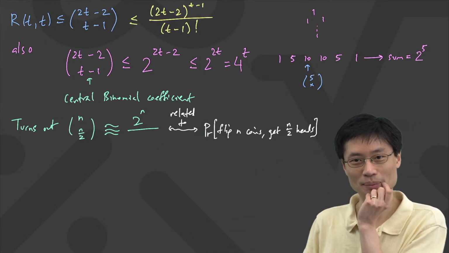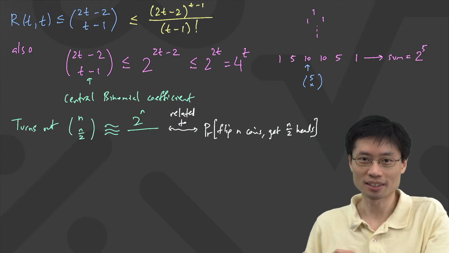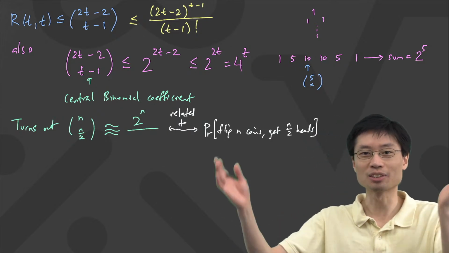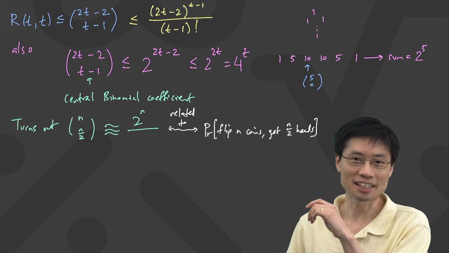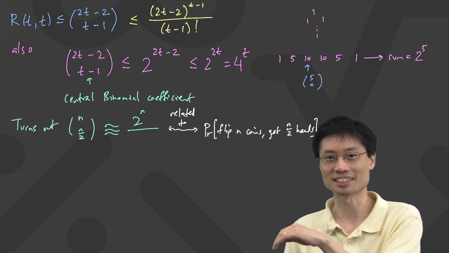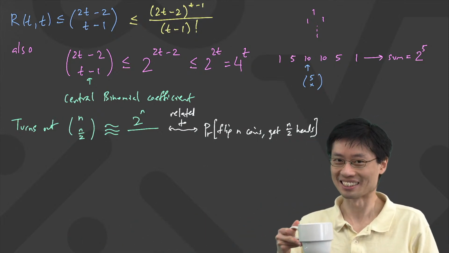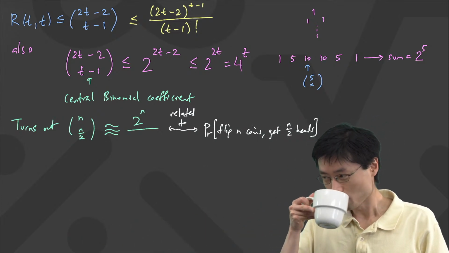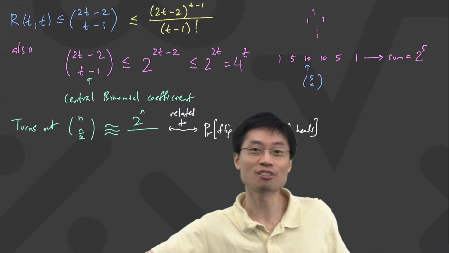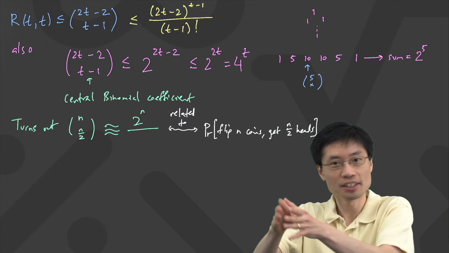Does anyone know what that might be? If you flip n coins, like 10,000 coins, what's the chance you get exactly 5,000 heads? Does anyone know the order of magnitude of this? This is related to statistics class. It has something to do with standard deviation. I'm curious, what's the order of magnitude? If I flip n coins, what's the chance that exactly half of them are heads?